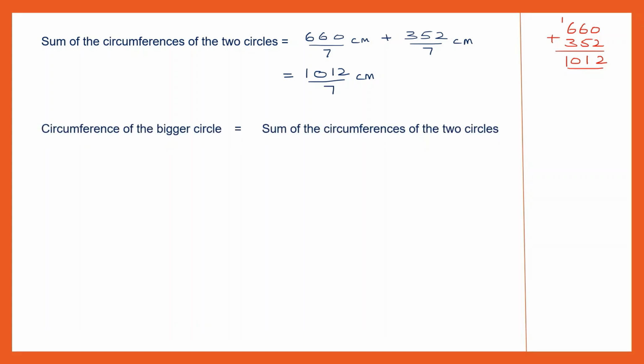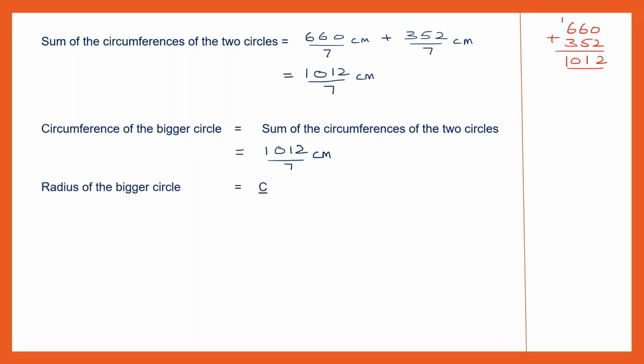Now, this we've been told in the question itself, that the circumference of the bigger circle is the sum of the circumferences of the two circles, that is this one. So we know the circumference of the bigger circle now, that is equal to 1012 by 7 centimeters. Now we have to find the radius of this bigger circle. So let's do that now.